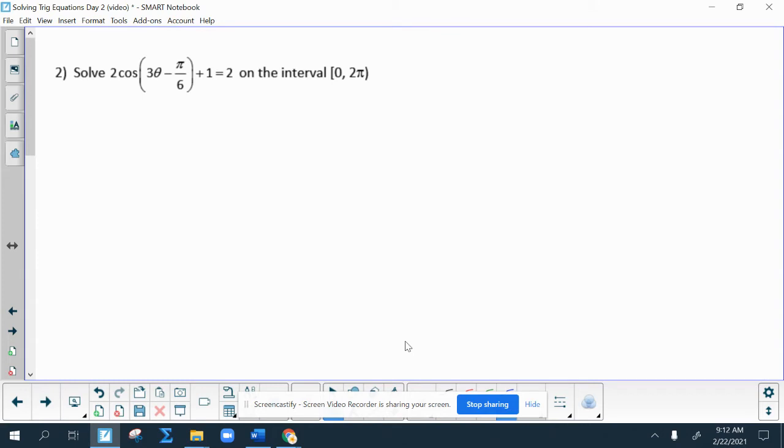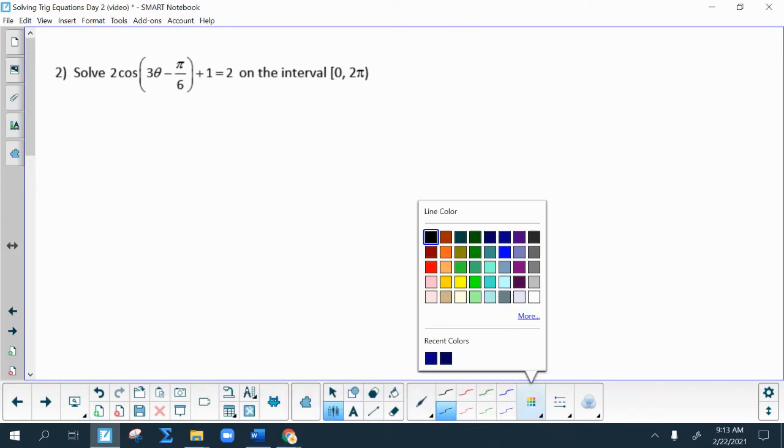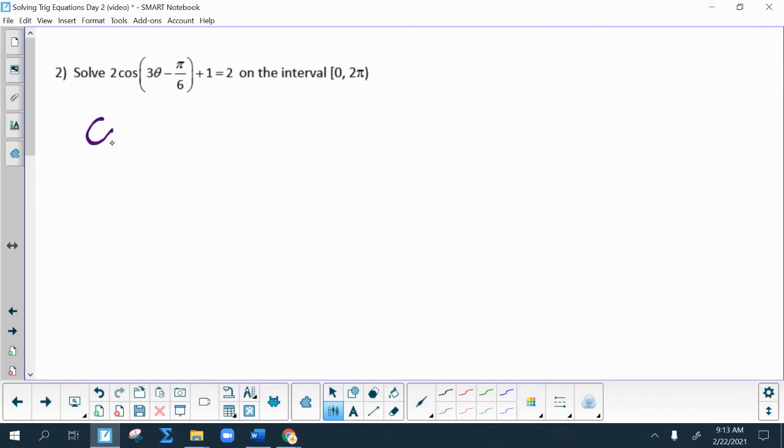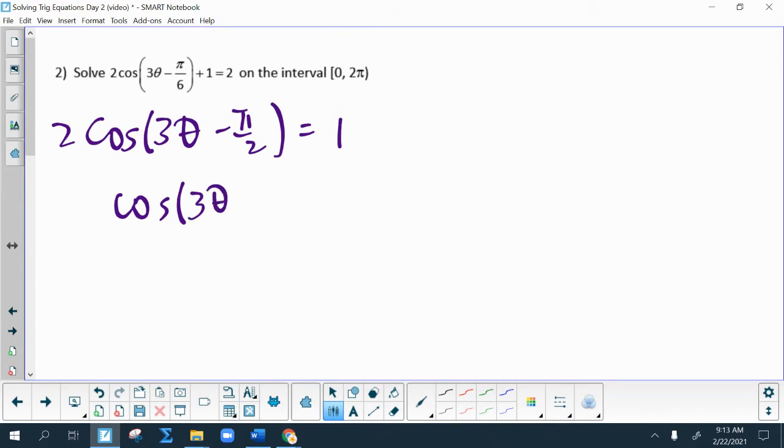Okay, next problem. So now a couple more steps are going to be added to this one, but it should still be okay. So I get cosine of 3 theta minus pi over 6, and I left off my 2, and then this is going to equal 1. I'm going to divide by 2 and get a half. And now the question is, where does cosine equal a half?